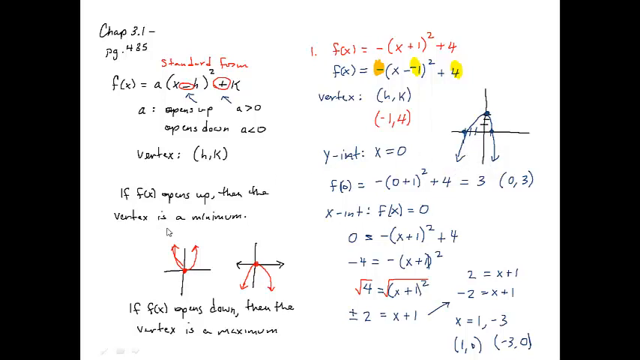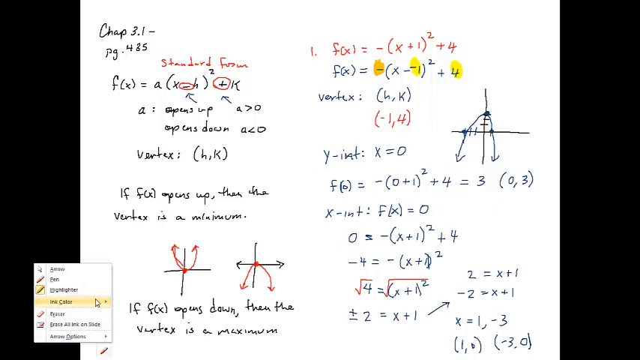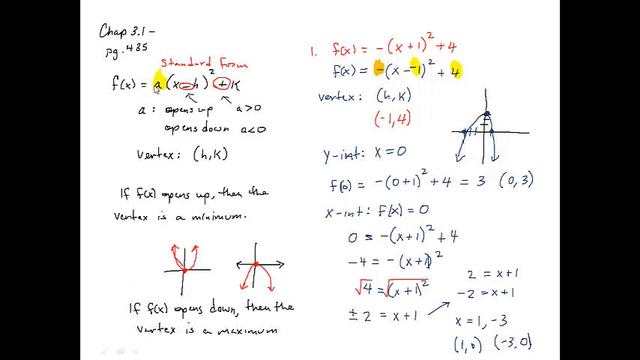Okay, so what's the takeaway here? This is standard form. The A determines how your parabola opens up or if it opens down. If A is positive, then it opens up. If A is negative, it opens down.